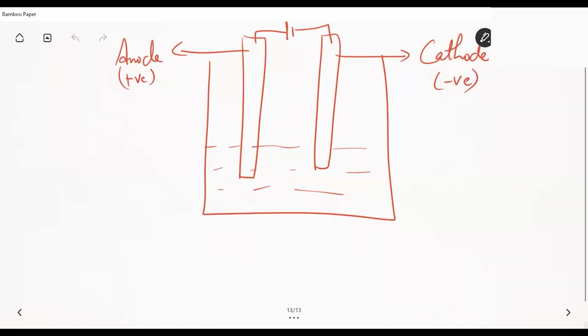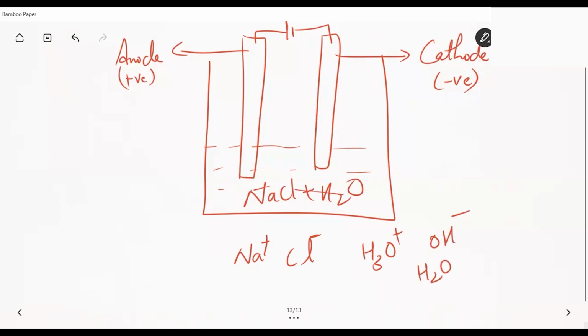Clear? So here we have taken NaCl plus water. The different ions present in this case are Na plus, Cl minus, H3O plus and OH minus. Water will also be present, because pure water is a bad conductor of electricity. We know that. Why? Because it does not dissociate completely into its ions. That is why water content will be there, and that is why I have written H2O. Now let us see which ions will go to which electrodes and what reactions take place.